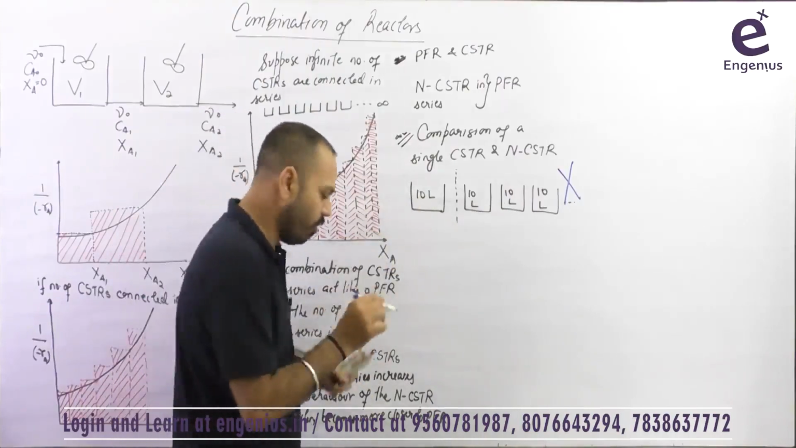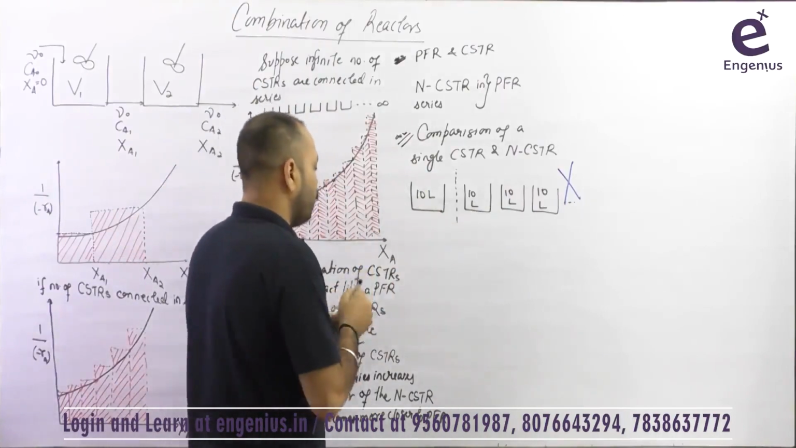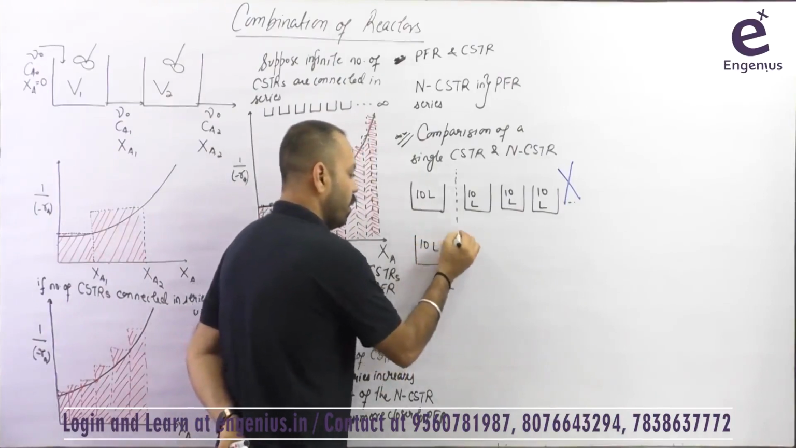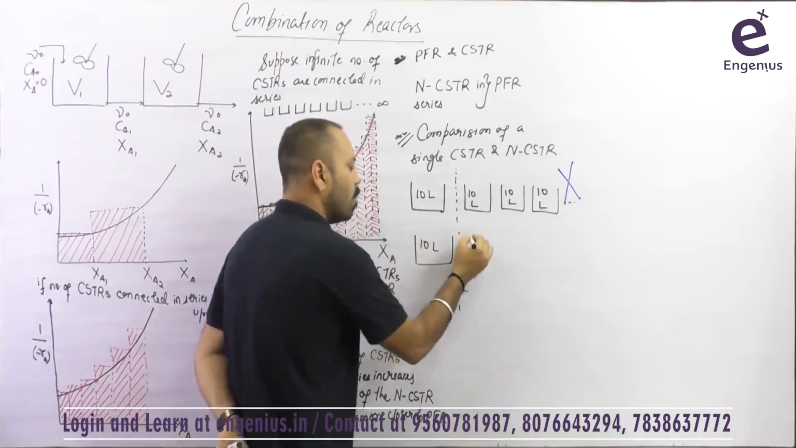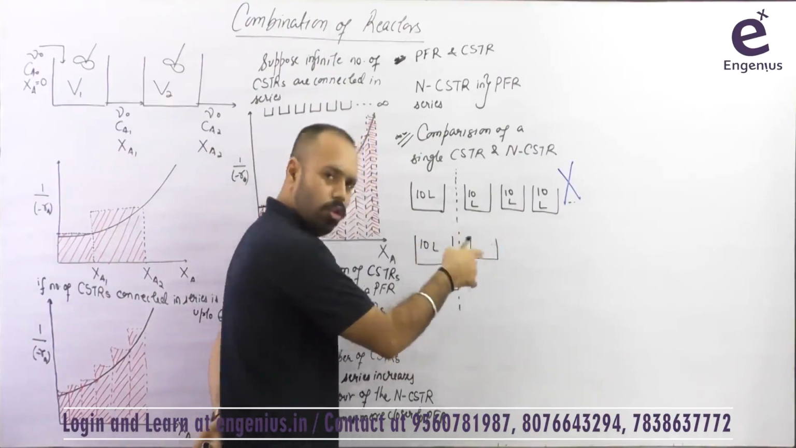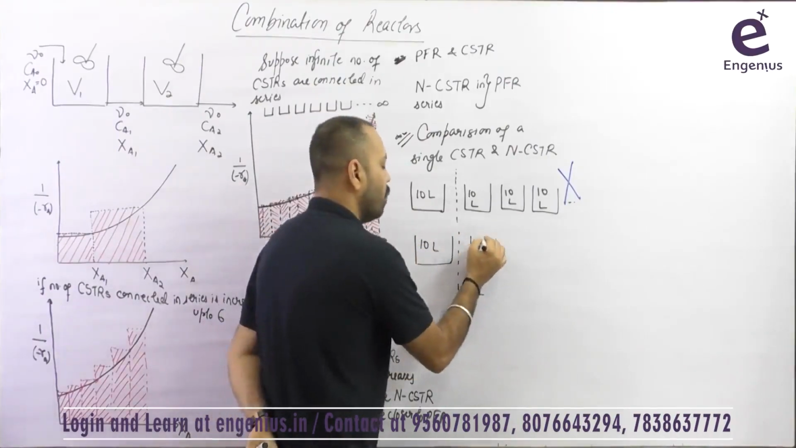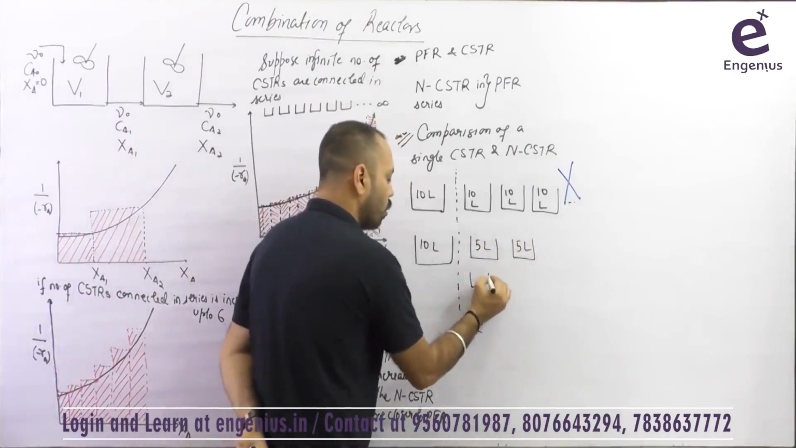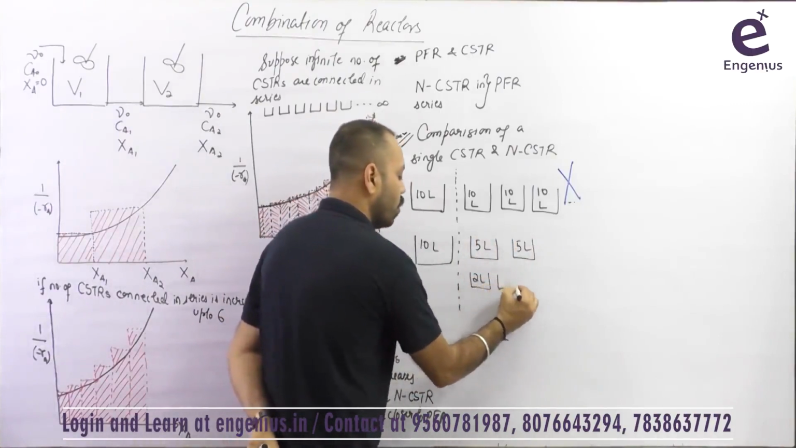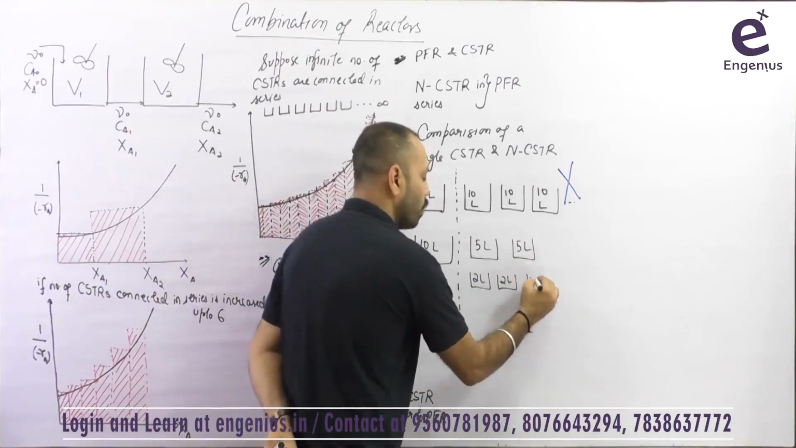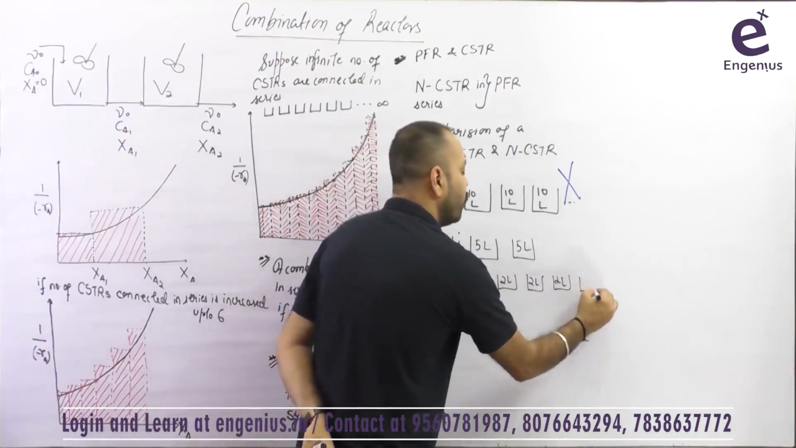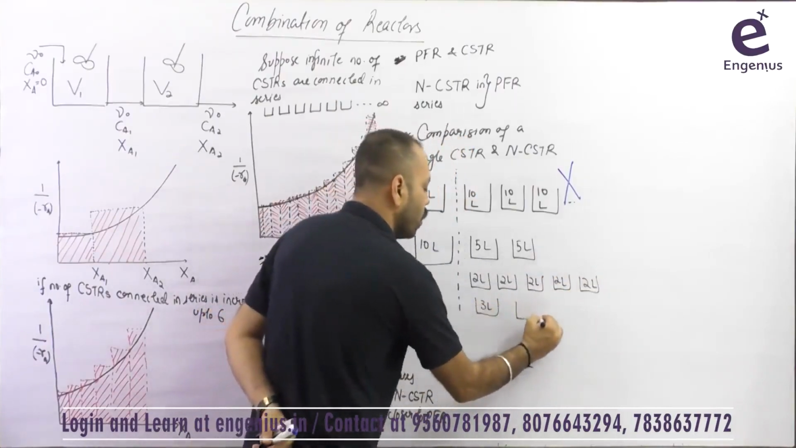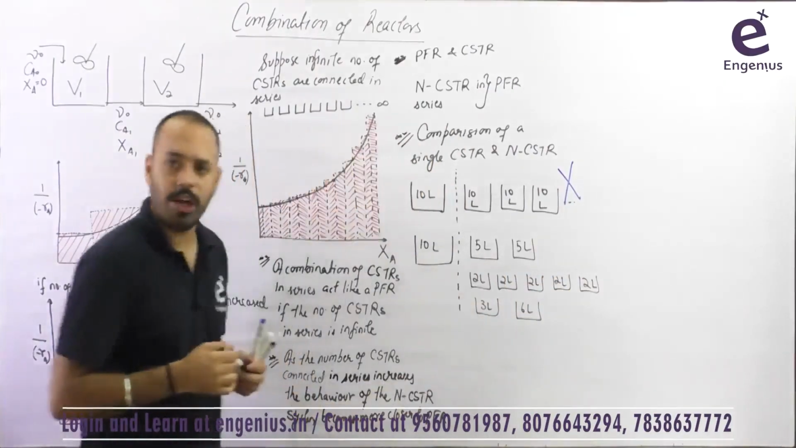So let's not compare this. What we are comparing is a single CSTR of 10 liter, and combinations of CSTRs such that the total volume is 10 liter. It can be 5 liter and 5 liter CSTR combined in series, or 2 liter, 2 liter, 2 liter, 2 liter. This kind of comparison we are doing, right? Or you can have 3 liter and 6 liter like this. We are doing this comparison. We are not doing that comparison.